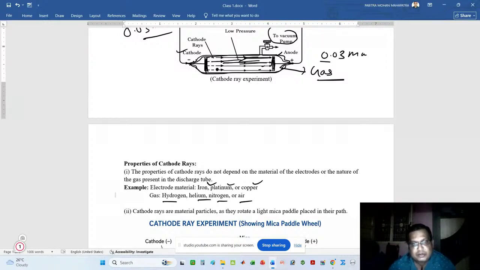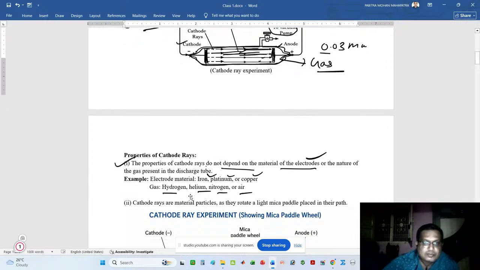That means the property of cathode ray does not change with the change of the material of the electrode and the nature of the gas present in the discharge tube. We can say that the property of cathode ray does not depend on the material of the electrode or the nature of the gas present in the discharge tube. If you take any type of gas or electrode, the property of the cathode ray will not change.